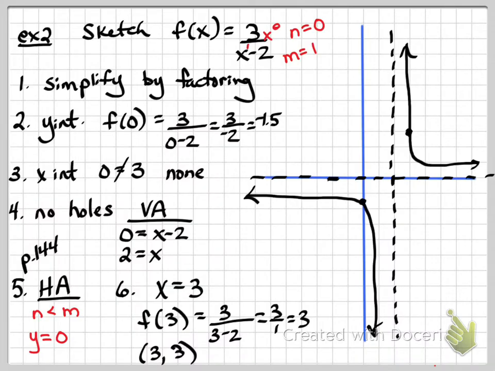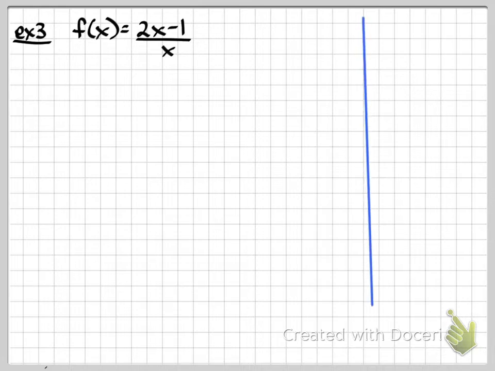So there's your first one, done. We're going to try another. Example 3. Sketch the graph of f of x equals 2x minus 1 over x. And I'll go ahead and build my graph over here.